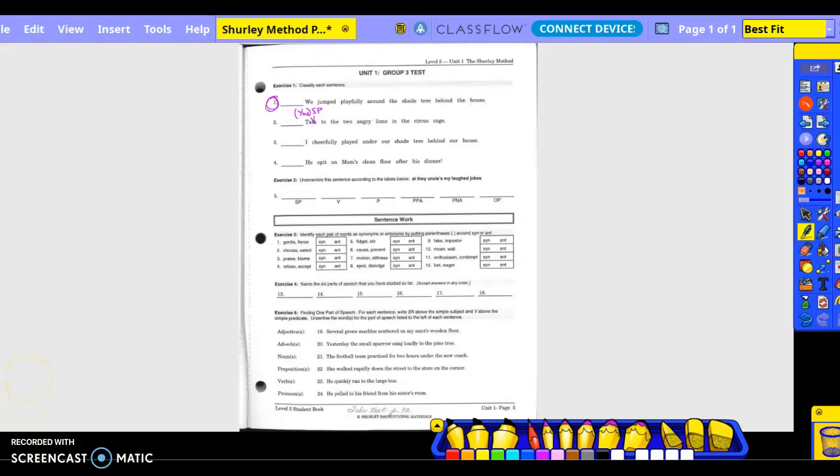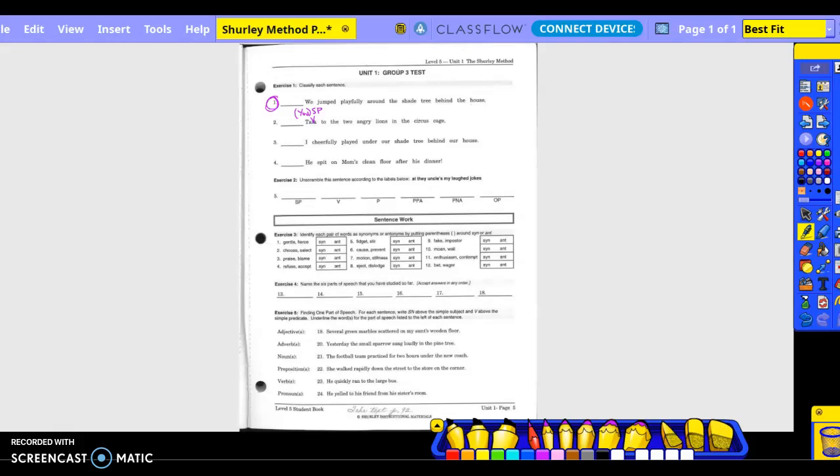Okay, Shurley method, 5th grade, page 5. This will be the part 1 recording. We're going to do exercises 1 and 2. For homework, you guys will do number 1. And then remember, we is not a subject noun, it is a subject pronoun.